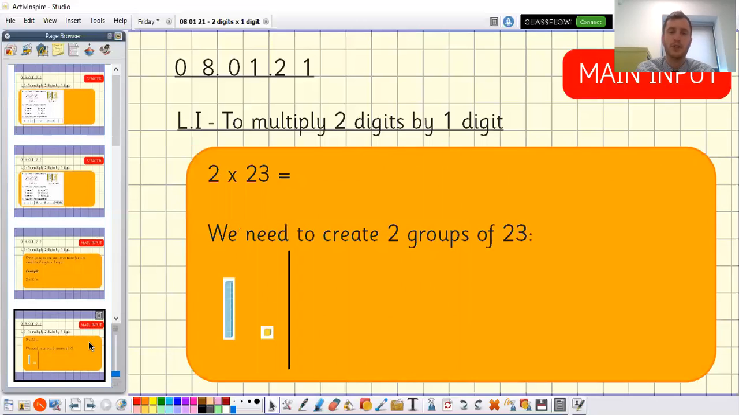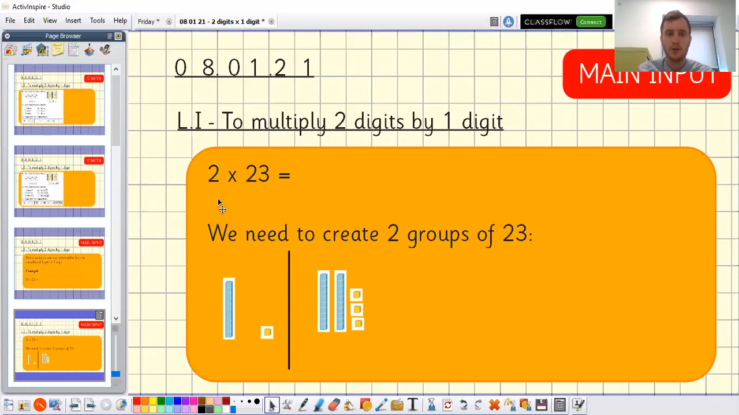Let's look at this example to help us get started then. So for 2 times 23, I'm thinking we need to make 2 groups of 23. And I've got some base 10 that we use in class to show us on the screen. So let's try and do that together. 10, 20. There's 2 10s to make 20. And I need 3 1s to complete 23. 1, 2, 3. There's one group of 23.